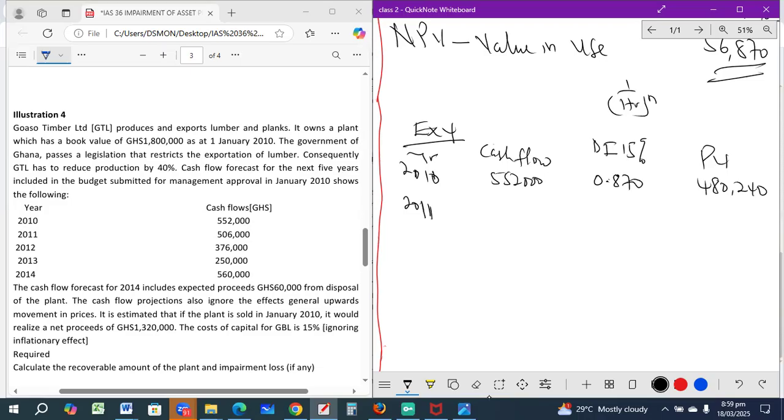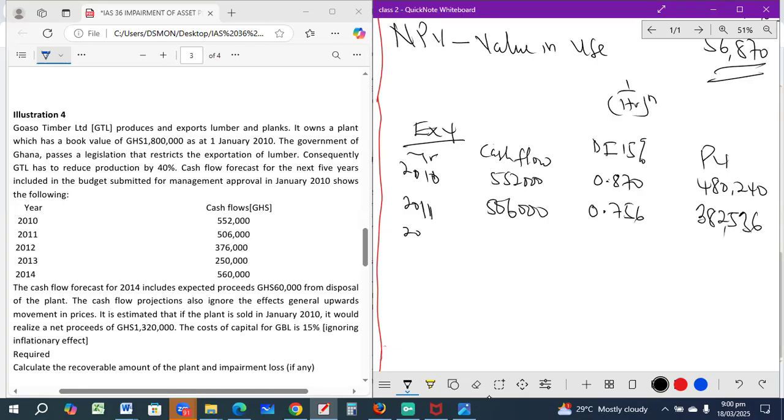So let's go to year two. The year two, the cash flow is what? 506,123. Then the discount factor will be 0.7 something, it always reduces. 0.756 multiplied by 506,000 gives 382,536.